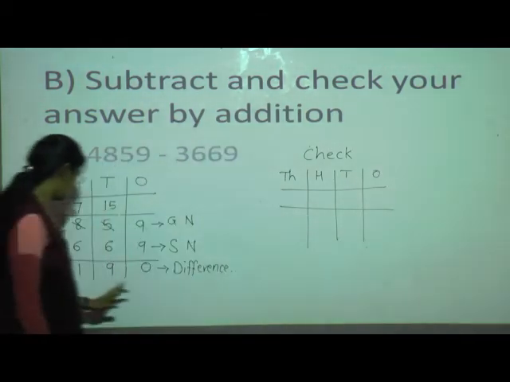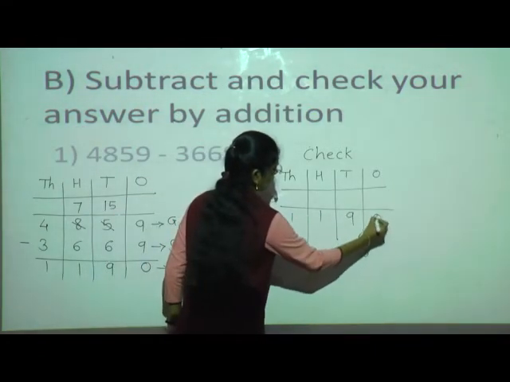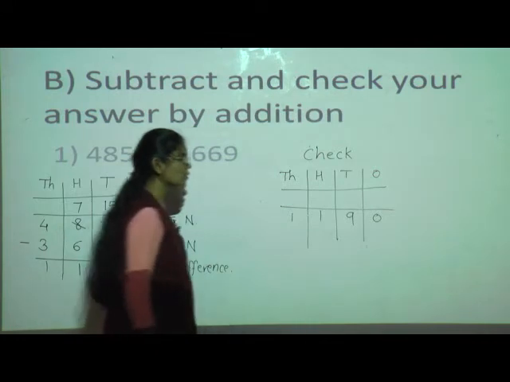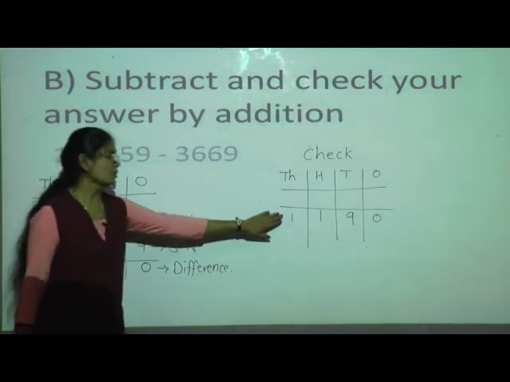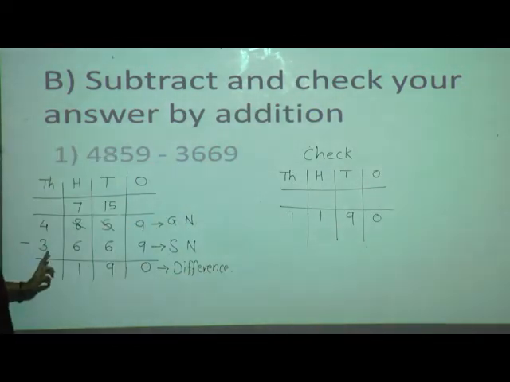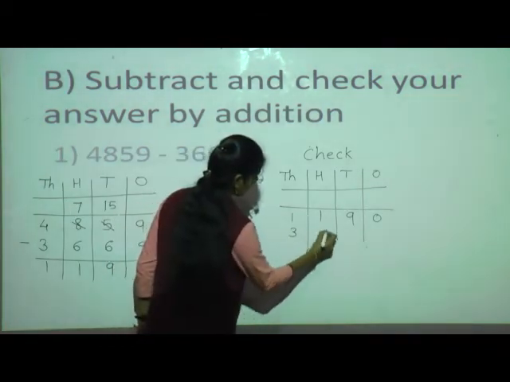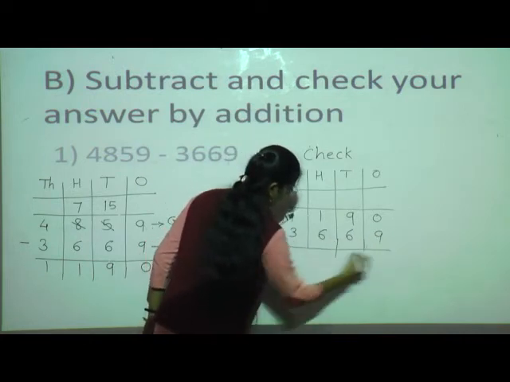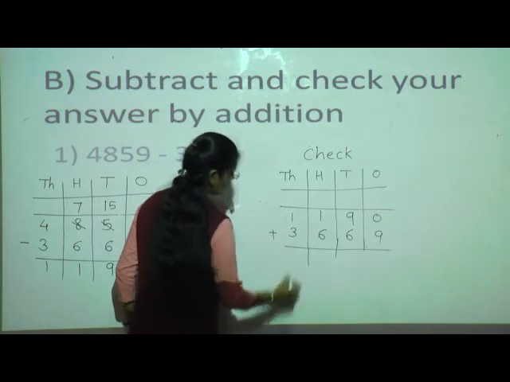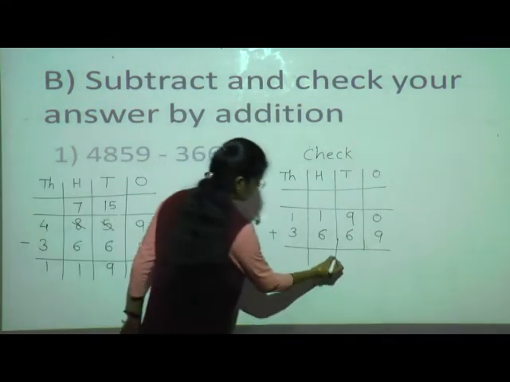What is the difference? The difference is 1190. Okay. Then what we have to do? Just add the difference to the smaller number. This is the difference, we have written the difference here. And what is the smaller number? The smaller number is 3669. Just add 3669 to the difference and do the addition. Why? Because we have to check our answer whether it is correct or not. For that we have to do the addition.